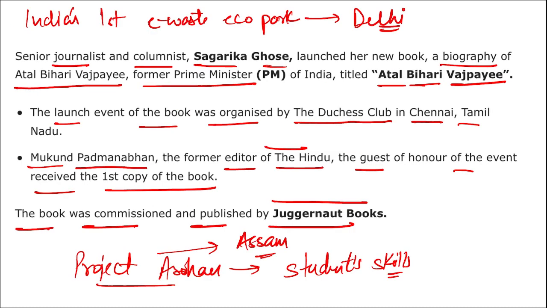So coming back, what is the name of the book? The name of the book is Atal Bihari Vajpayee. This is the biography of Atal Bihari Vajpayee, authored by Sagarika Ghosh.